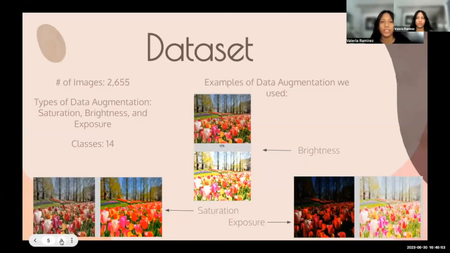So to our regular data set, we also added different types of augmentation. In order to make our model stronger and to have better accuracy, we decided to implement different types of augmentation. Some of these were saturation, brightness, and exposure. This would help whichever user includes something that might affect the accuracy; our model would be prepared for it.